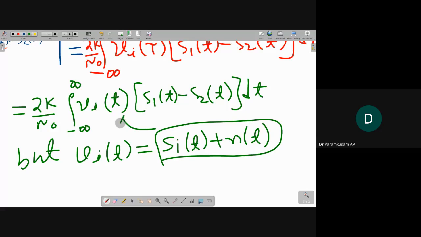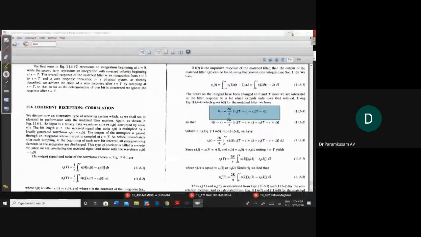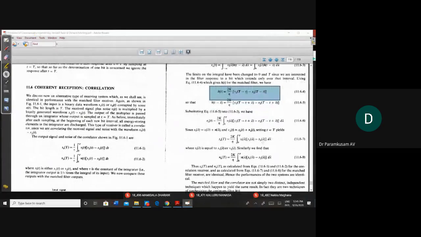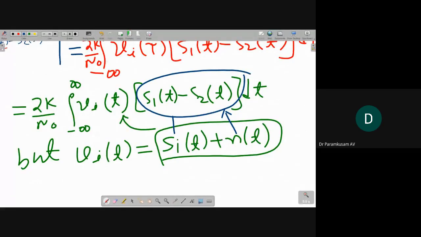Now you substitute this equation here. Then you will get two integrations. One integration is related to Si of t, which is multiplied with this one, and n of t is multiplied with this one. Finally, you will get two integrations: one is 2k by n naught Si of t into S1 of t minus S2 of t dt, and the other is 2k by n naught n of t into S1 of t minus S2 of t dt. You can change the variable to t as well. If you substitute Si of t plus n of t here, see what comes.